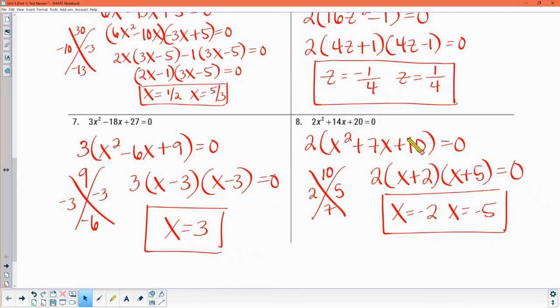For number 8, I do have a GCF of 2, so I pulled that out, leaving me with x squared plus 7x plus 10. And my two factors, because a is equal to 1, I can use the shortcut. My two factors are 2 and 5, so I get x plus 2, x plus 5. So my answers are x equals -2 and x equals -5.